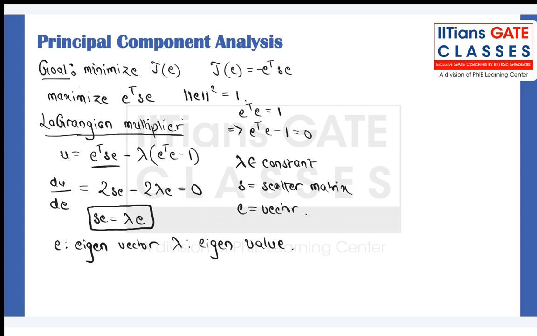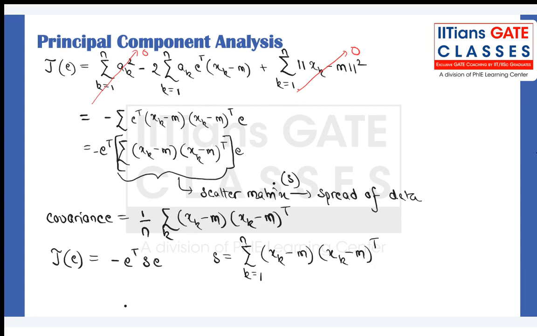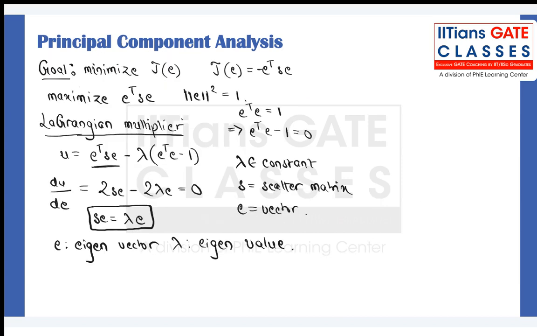So I can calculate the spread of data using S, which is built from (xk minus m)(xk minus m) transpose, a covariance matrix. And I can calculate the eigenvalues of S, which is another problem that you might have learned, how to calculate the eigenvalues of a matrix, and also calculate its eigenvectors. So you understood that this equation at the end is nothing but the equation that you have to maximize, right? To maximize this equation, you have to consider the lambdas that are maximum.